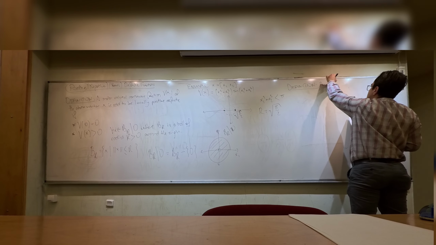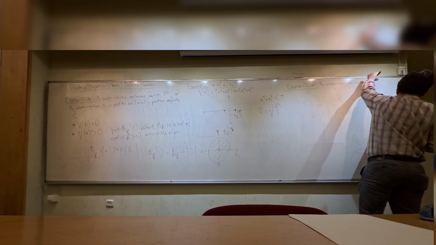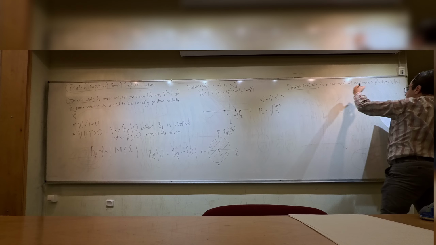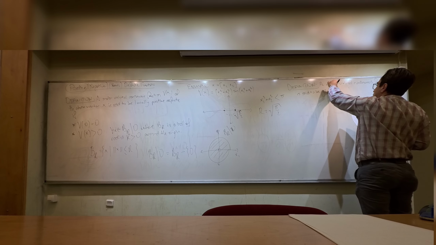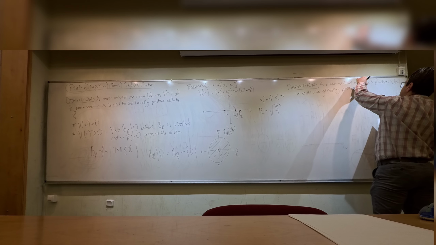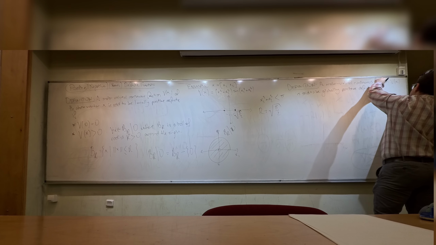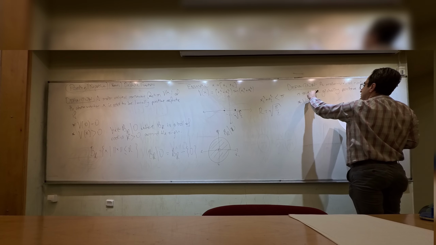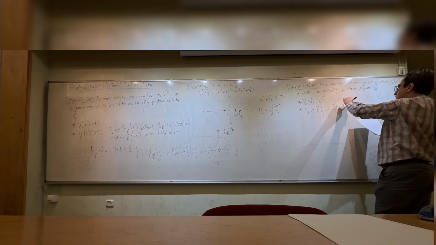A scalar valued continuous function v of x is said to be globally positive definite if v of 0 is equal to 0 and v of x is positive for any non-zero x.